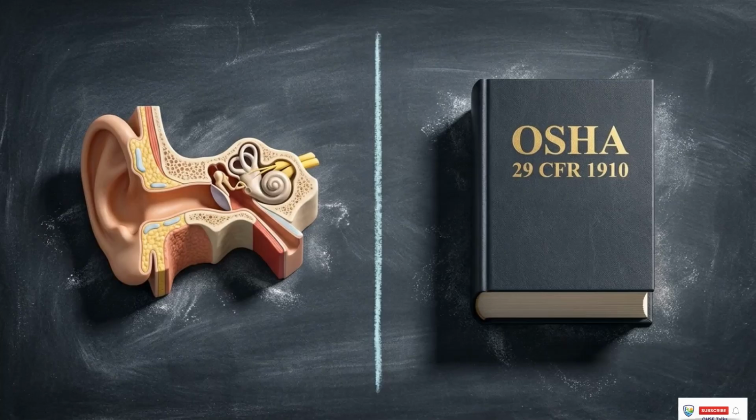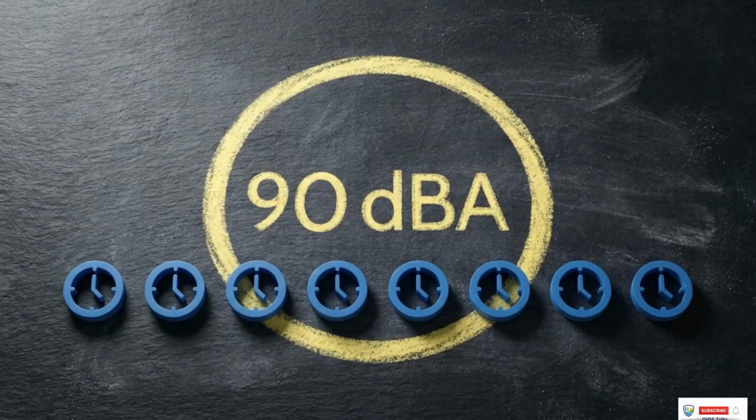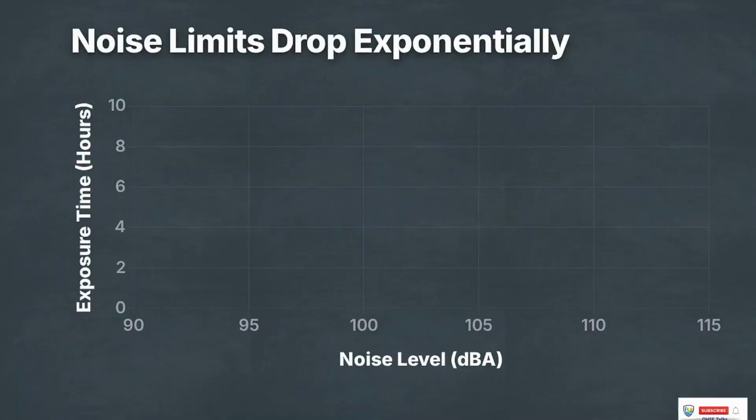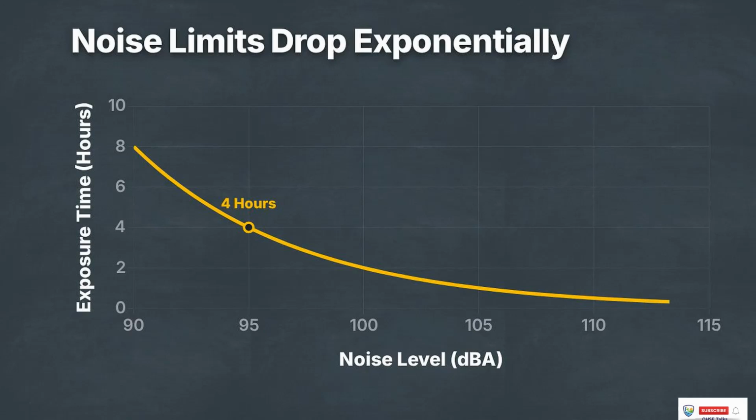With the environmental levels established, we shift the focus to how these levels interact with human physiology and legal exposure limits. OSHA's Hearing Conservation Program sets the baseline permissible exposure at 90 decibels for a standard 8-hour shift. This graph illustrates the 5 decibel exchange rate. Because sound intensity is logarithmic, every 5 decibel increase in volume halves the allowed exposure time. If 90 decibels is legal for 8 hours, 95 decibels is only legal for 4.